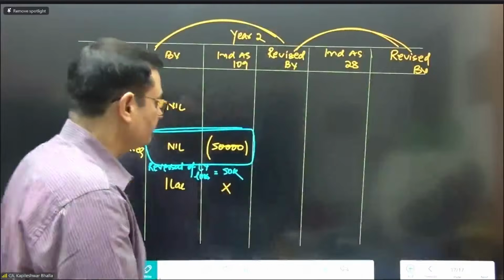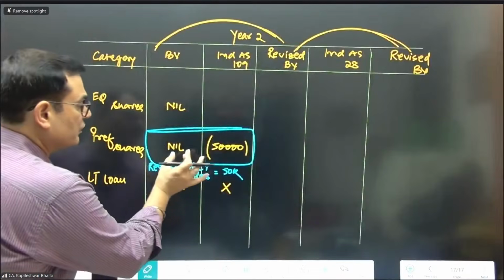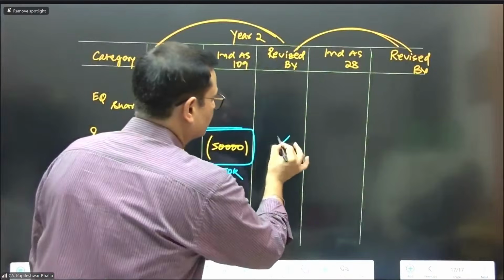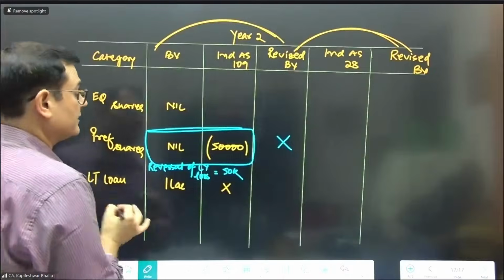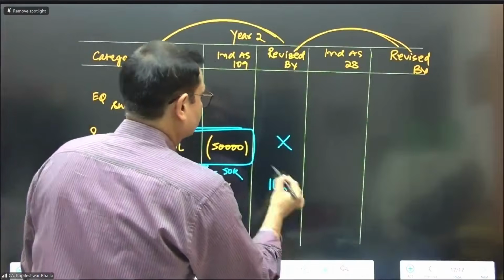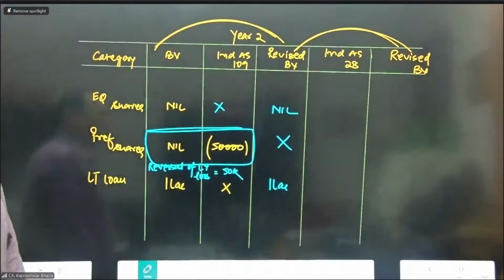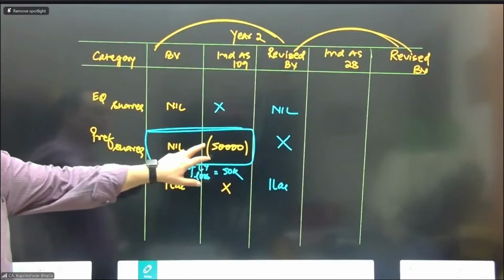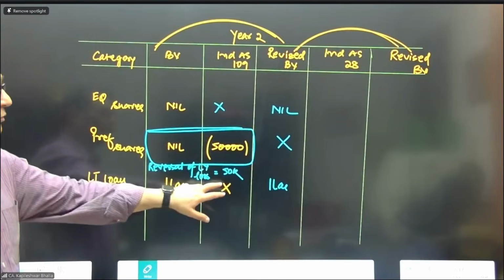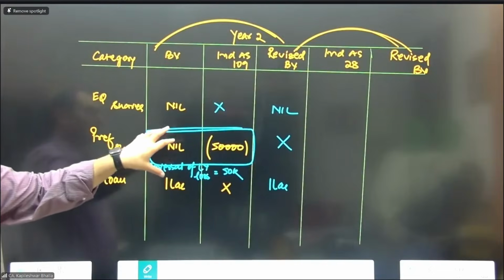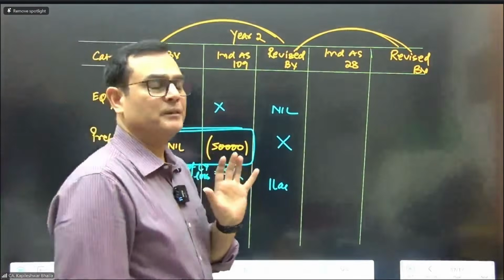So this value indirectly becomes 50. So 50 minus 50, the revised value is 0. And in this case, it remains at 1 lakh. And in this case, it remains at nil. So in order to absorb the fair value change, in order to absorb the impairment loss, the reversal of the previous losses will be taken care of.